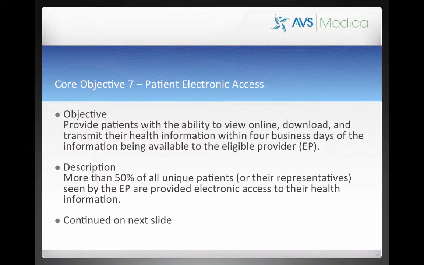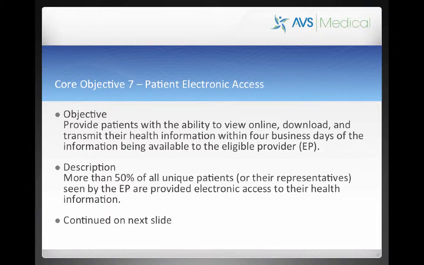The first one is that for 50% of your unique patients or their representatives, you give them electronic access to their health information. So if you met Meaningful Use in 2014, you probably already know how to do that. You just go into their chart, give them access to WebView, let them know about the access, give them their username and their password, and show them how to get in. This is basically the same percentage that was required last year. But now there's a second measure to this one.